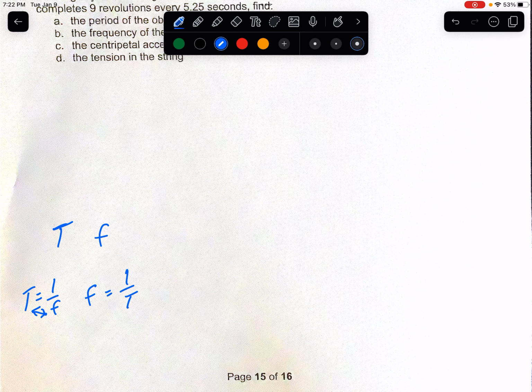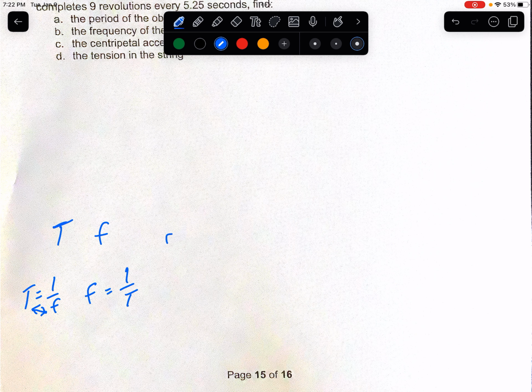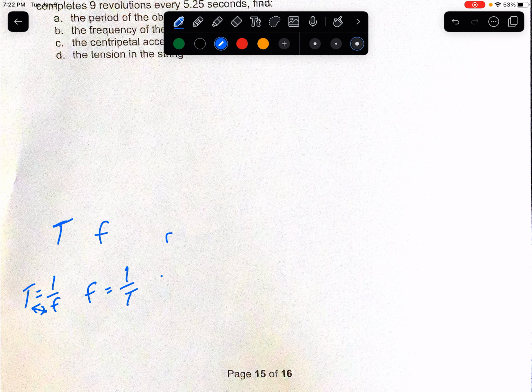Then we're going to deal with things like your radius. Radius is the distance from the center of the circle to wherever the object is, and that has to be in meters. Usually if you don't see it in meters, it's in centimeters. Remember, 1 meter equals 100 centimeters. So if it's in centimeters, you're going to divide by 100 to fix that. Your radius has to be in meters.